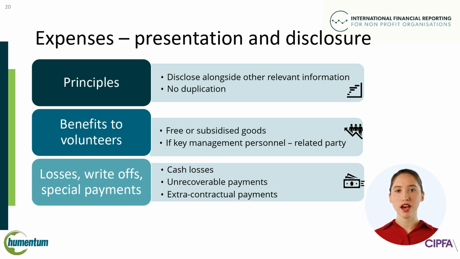Secondly, losses, write-offs, and special payments. These must also be reported separately. These might be cash losses through fraud or theft, or where there have been unrecoverable overpayments, which have to be written off. Special payments might also include payments to contractors outside of a binding contract, compensation payments, and severance payments.